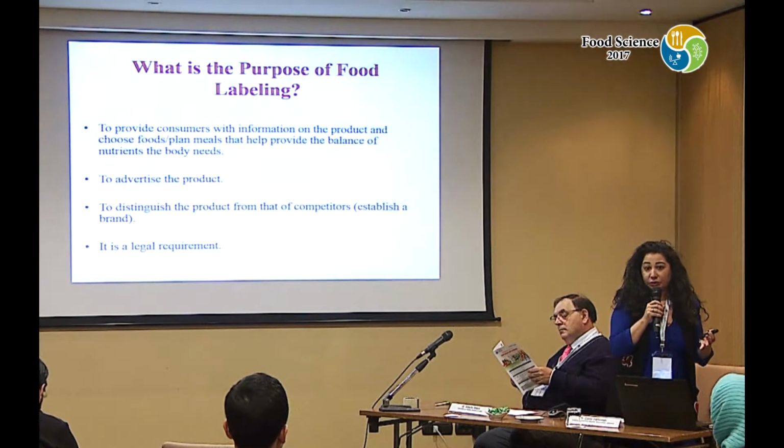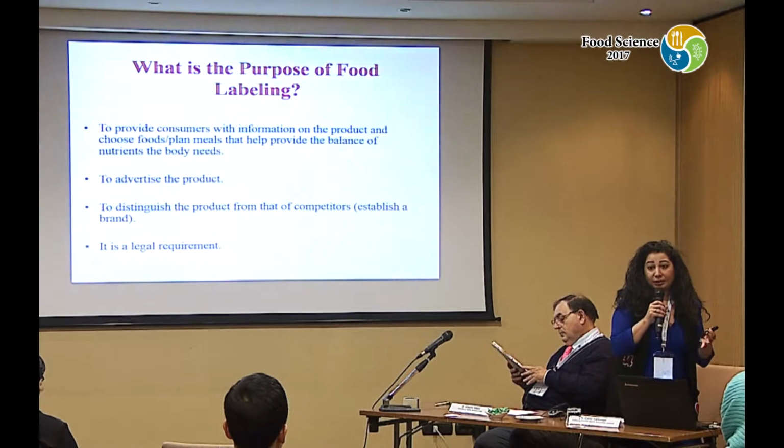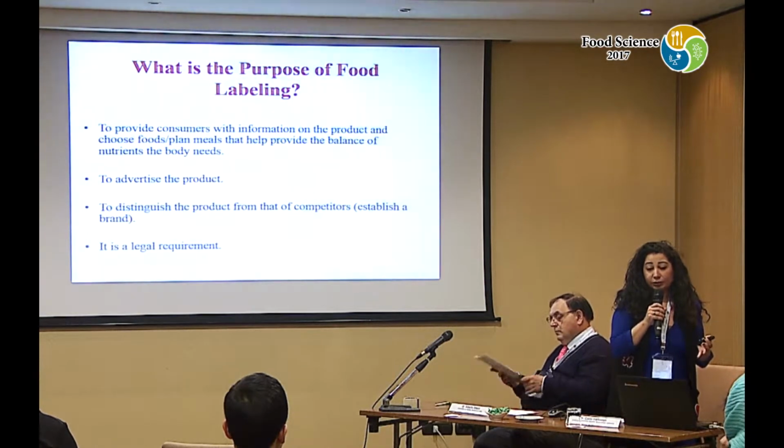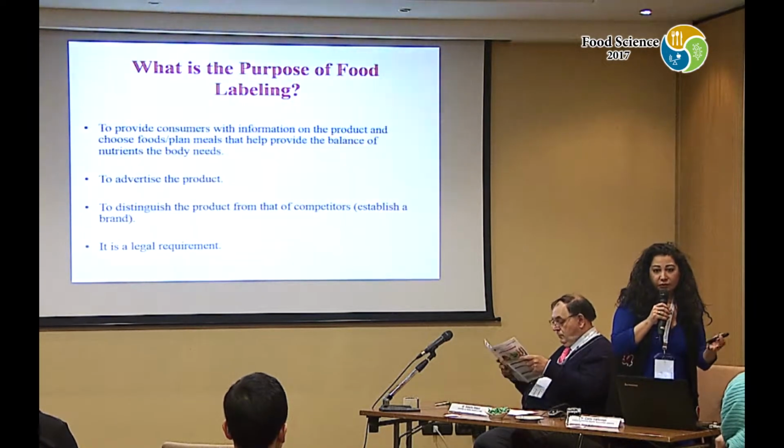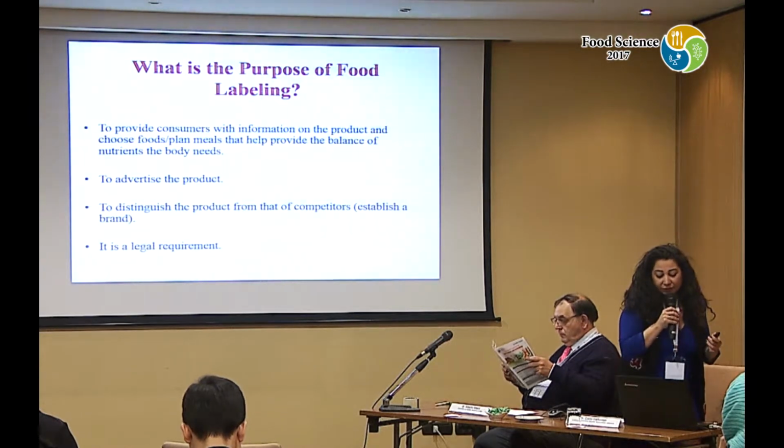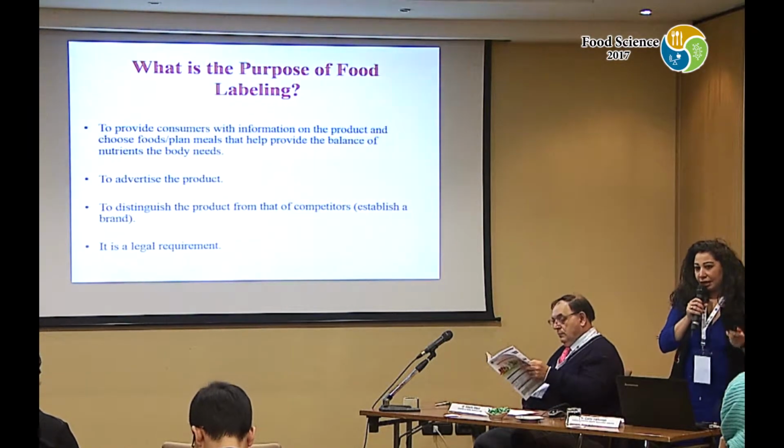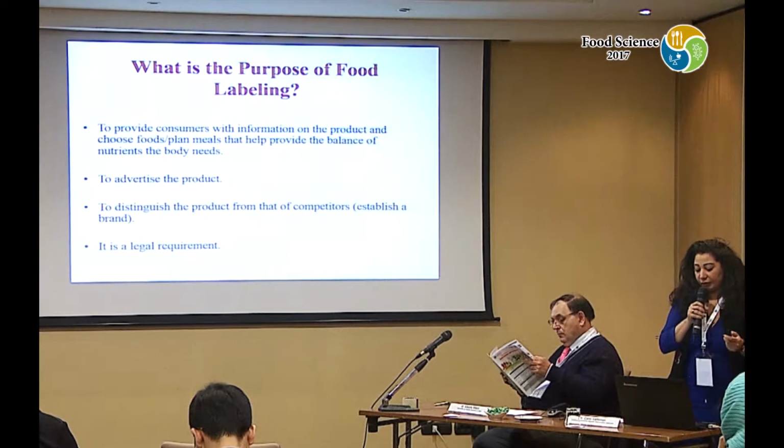So first inform the consumer, then advertise the product. Then of course it's a legal requirement, we have to label the food, and we will see what the latest requirements in the US and European Union are, according to the Codex Alimentarius. So these 4 key points that we're seeing here are the reasons we have food labels.